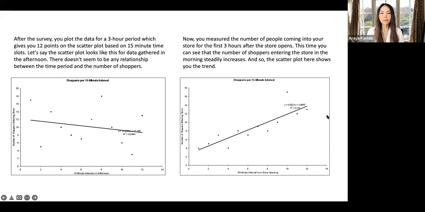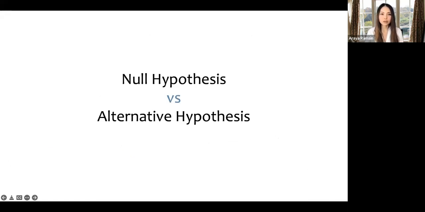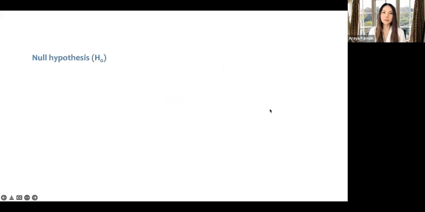Okay, so that's it about the figures that you can use when interpreting your data. Now I'm going to move on and talk about null hypothesis and alternative hypothesis. Have you ever heard of these two? In quantitative research, you will be familiar with these two types of hypotheses. The first one is called null hypothesis, and the second one is called alternative hypothesis. So let's begin with the first one. Null hypothesis is denoted by H0.